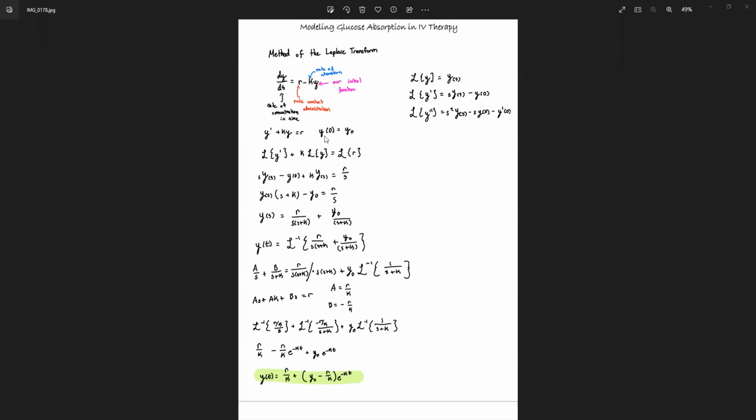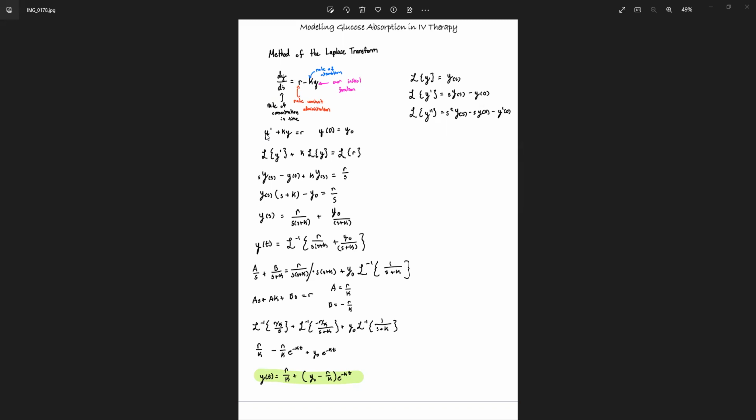Hello, my name is Nathan Antonio, and I'll be going over the differential equation that models glucose absorption in IV therapy using the method of the Laplace transform. This differential equation is displayed as such: dy/dt equals r minus ky. And around this equation, I have labeled what each component of the differential equation represents.